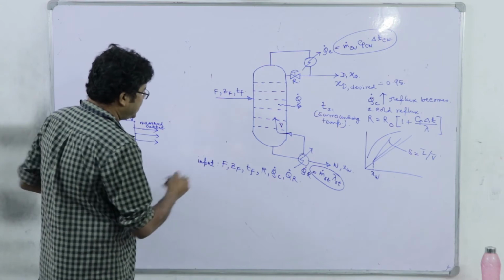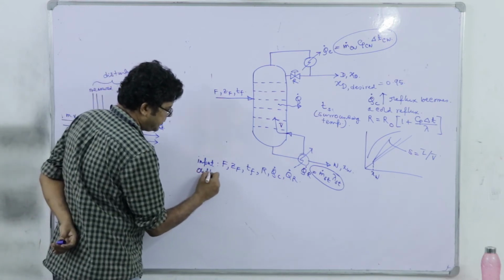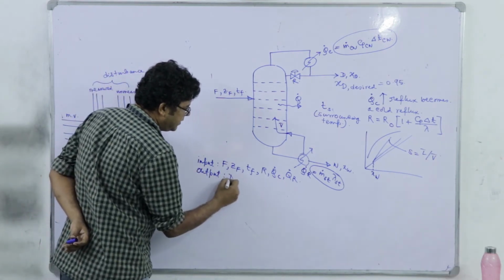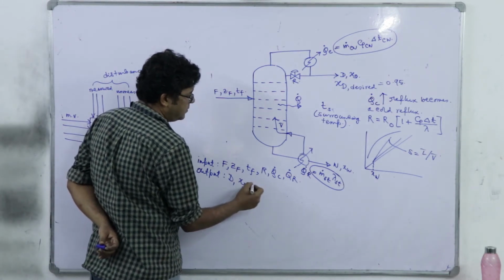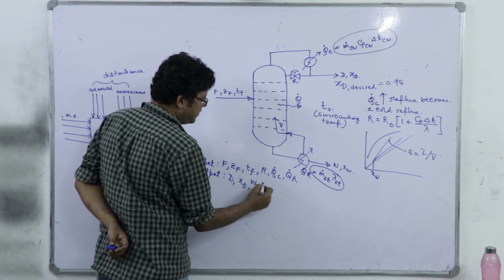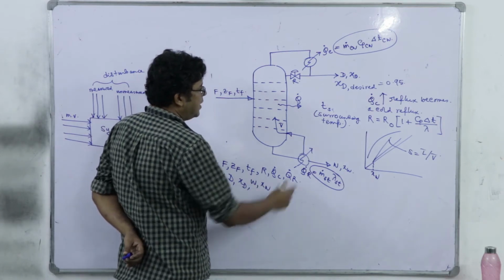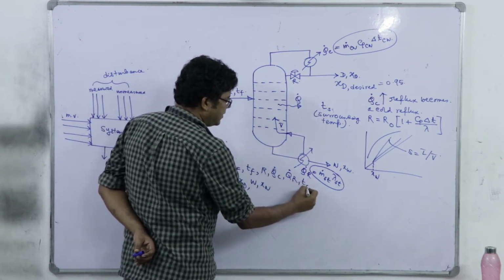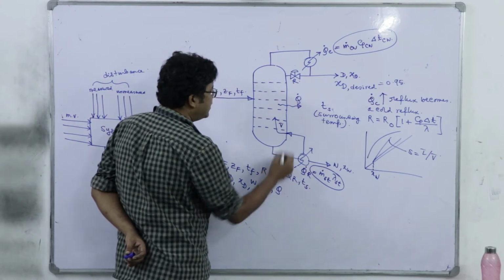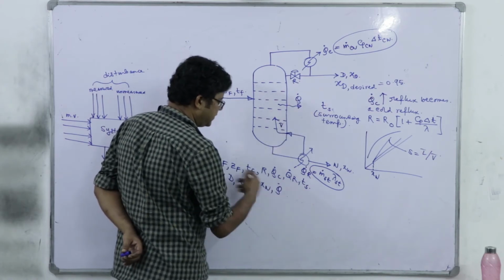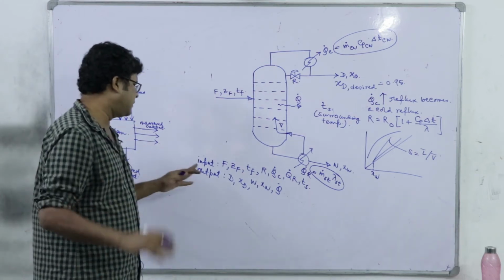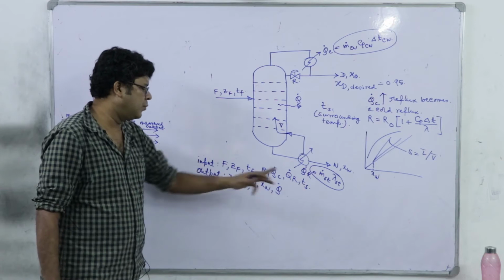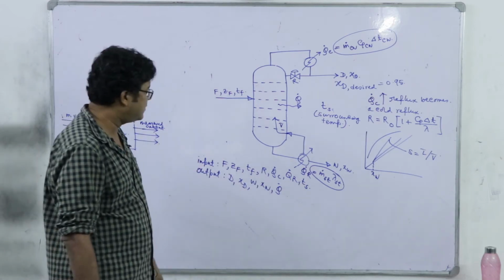Okay. Now, what are the outputs? Definitely D, XD and W, XW, and TS may be considered as an input. However, this Q dot, the heat loss, is an output. Okay. And there are other numerous outputs as well, few of which are of importance.